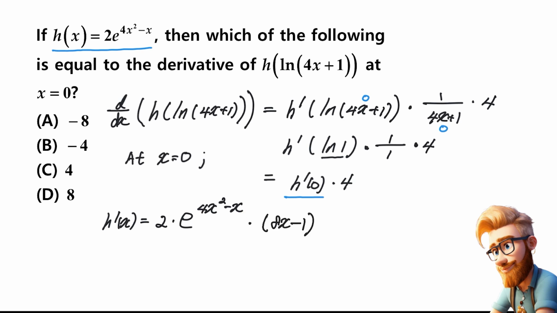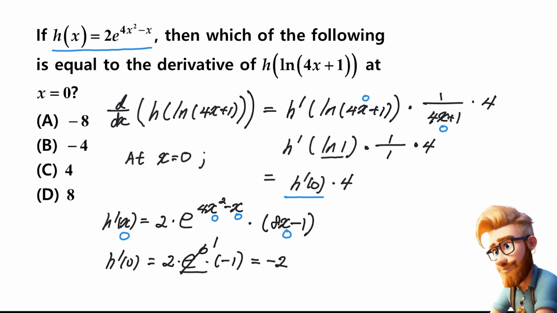So I'm going to substitute 0 for x since we have to find the value of h prime 0. So substitute 0, 0, 0, right? So h prime 0 is equal to 2 times e to the 0, and 0 minus 1, that's negative 1, right? e to the 0, that's 1. So 2 times 1 times negative 1, that's negative 2, right? So we're almost done. Here, h prime 0 is equal to negative 2.